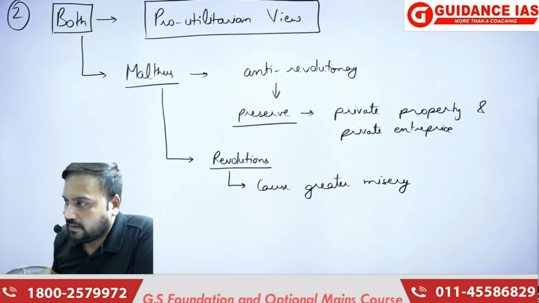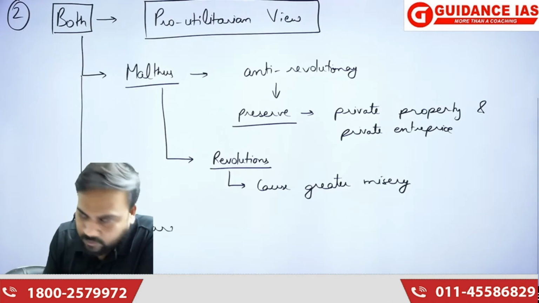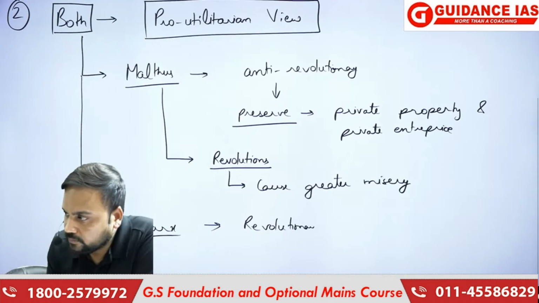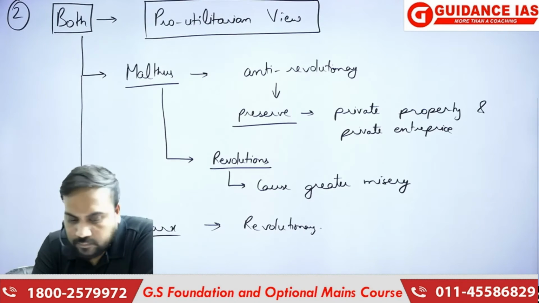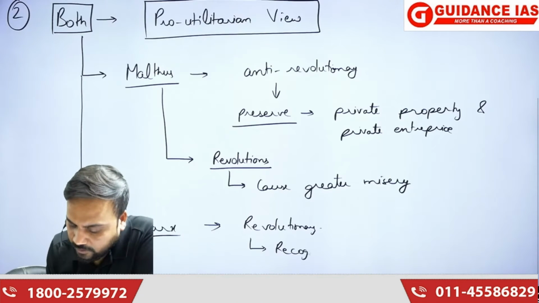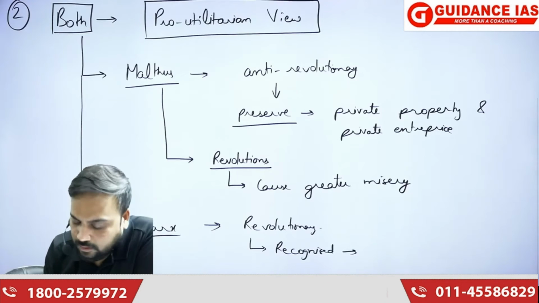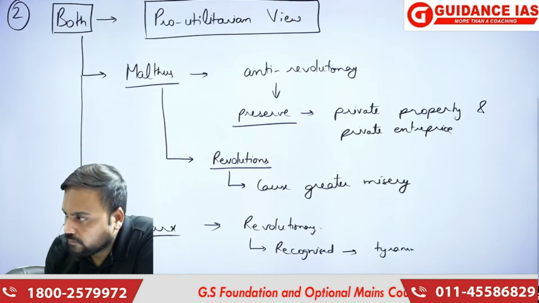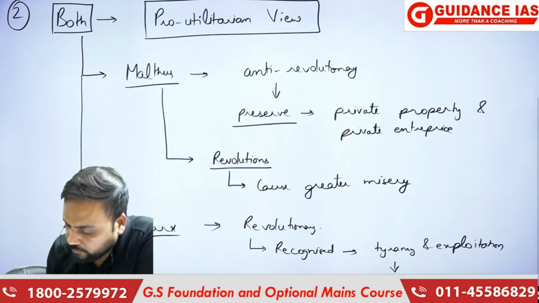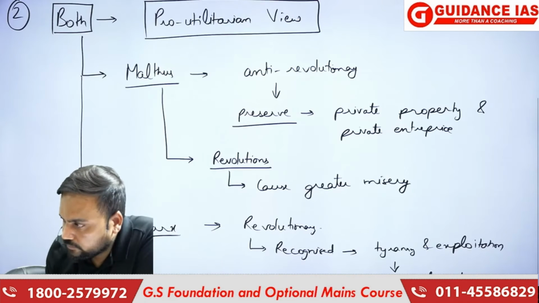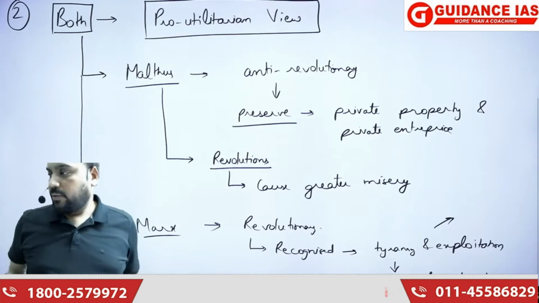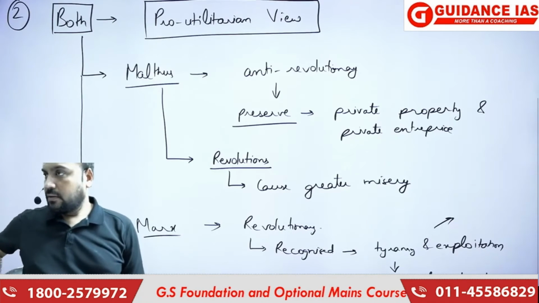And clearly, in the case of Marx, he believed that pro-utilitarian was revolutionary in nature. So he consciously recognized that tyranny and exploitation should be overthrown and eradicated. Private property should be used to create full equality.